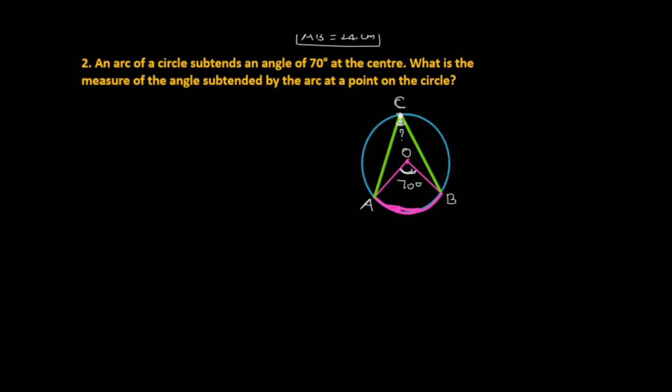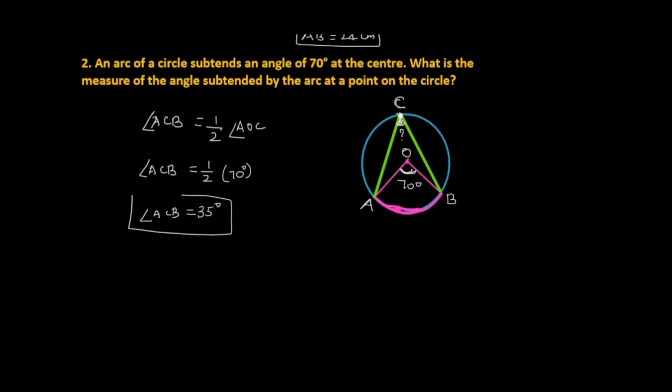So the same arc AB, what angle it can have at a point C we need to find. You know very well the relation between the center angle and the other side angle. The arc's other side angle is ACB. Angle ACB is half of angle AOB. Half of the center angle is the other side segment angle. So half of 70 degree, angle ACB is equal to 35 degree. So when the center angle is 70, the other side angle of the arc is 35 degree.